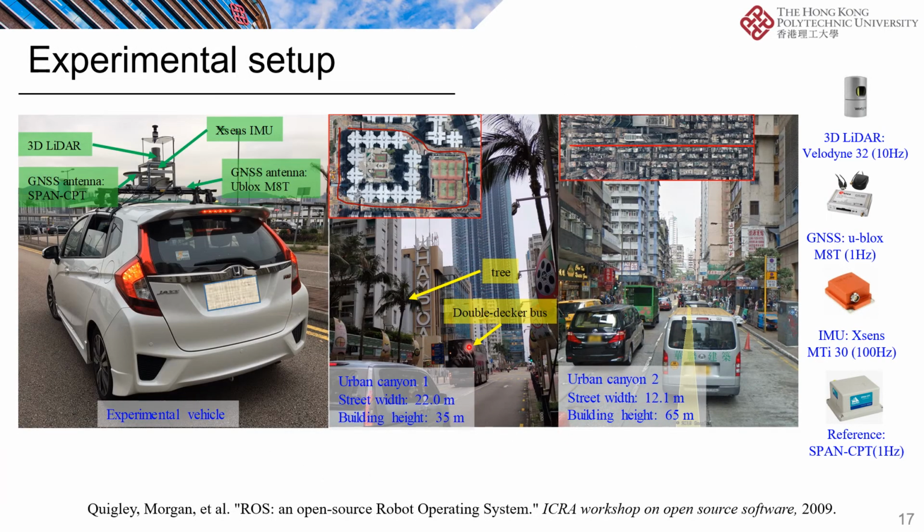Experiment validation. We do two experiments in the urban canyon of Hong Kong, with the vehicle installing the 3D LiDAR, sensor, and IMU, and the u-blox receiver. This is for ground truth purposes.